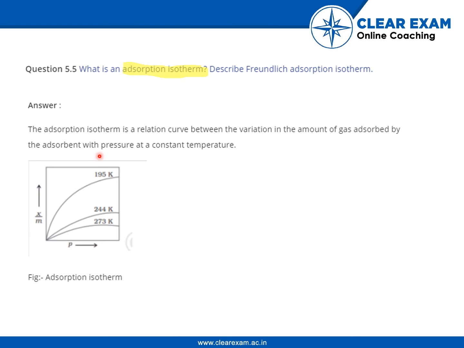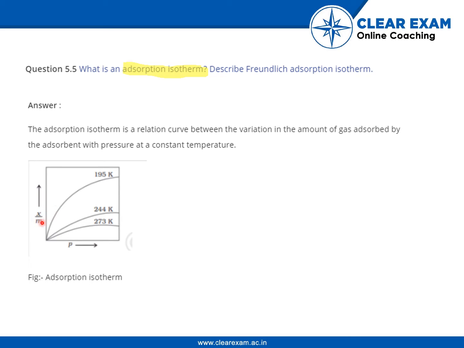Now moving further, an adsorption isotherm is a relation curve between the variation in the amount of gas adsorbed by the adsorbent with the pressure at a constant temperature. So this term isotherm means at constant temperature. Okay. So this is the answer, the Freundlich curve.